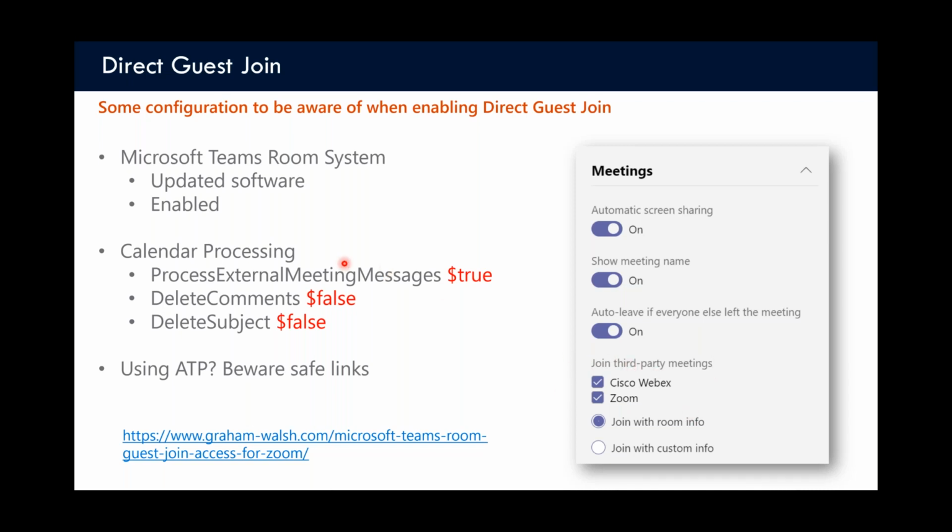There need to be some settings on calendar processing just to make sure that we're not deleting subject and comments and things like that. The reason is that when we send that meeting invite to the resource mailbox that's associated with that Microsoft Teams room system device, we need to make sure that we're able to process that external message and they're not deleting any of the important text that the endpoint actually passes when it's looking for any invites from other platforms.